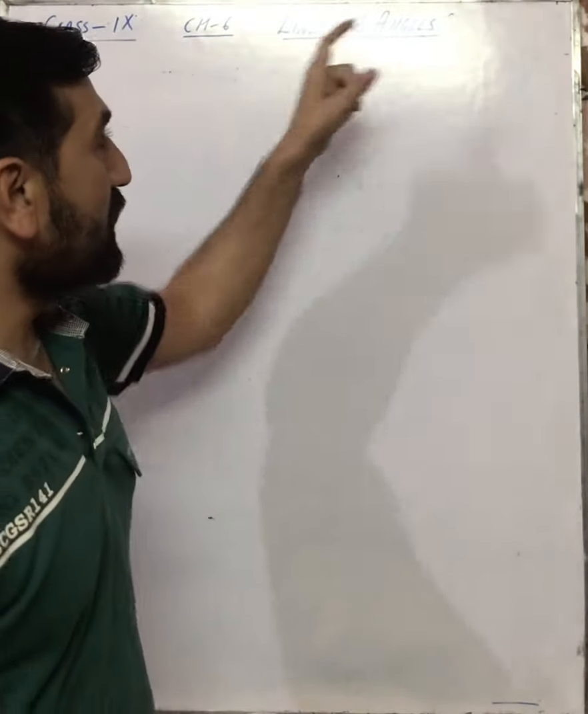Today I am going to start chapter 6 for standard 9 mathematics, lines and angles. Students, in today's lecture we'll be doing some basic discussion related to angles, the angles which you have already studied in your lower classes, like complementary angles, supplementary angles. So like these, we'll be discussing these types of angles, what these actually are.